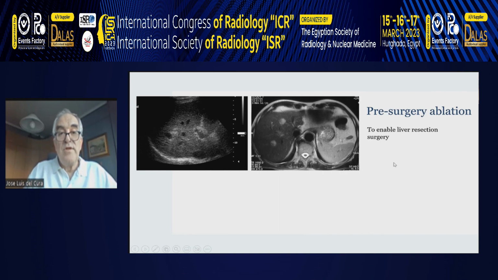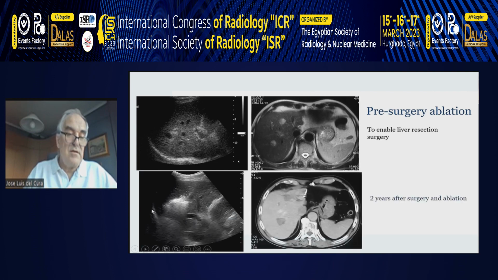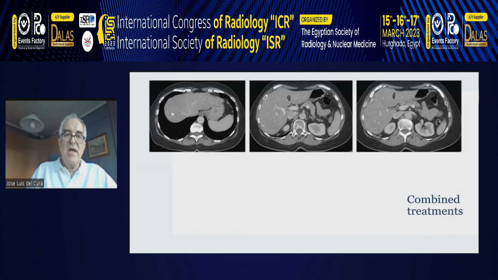Well, in this case, we decided to treat, first of all, these two metastases. You can see here in this ultrasound the antenna and the bubbles. And after treatment, the left lobe of the patient was resected. Using this kind of combined treatment, you can see here 2 years after the ablation and surgery that the patient was perfectly well without sign of residual disease.